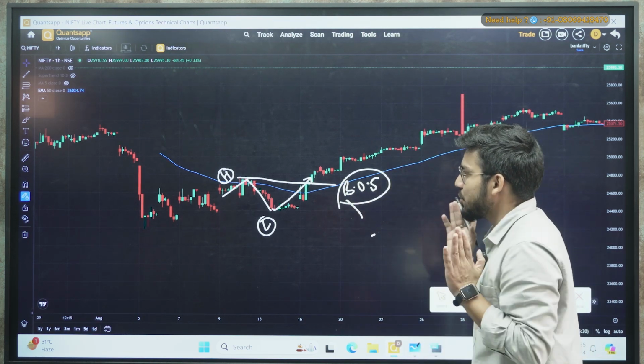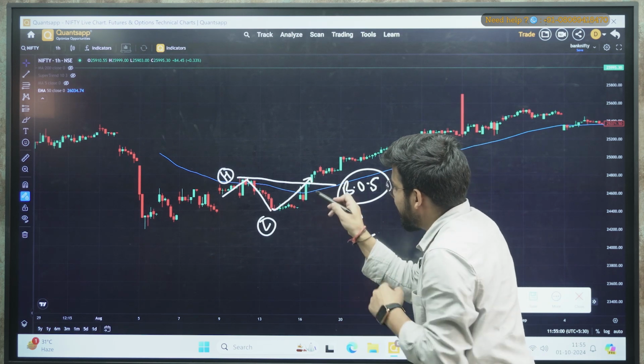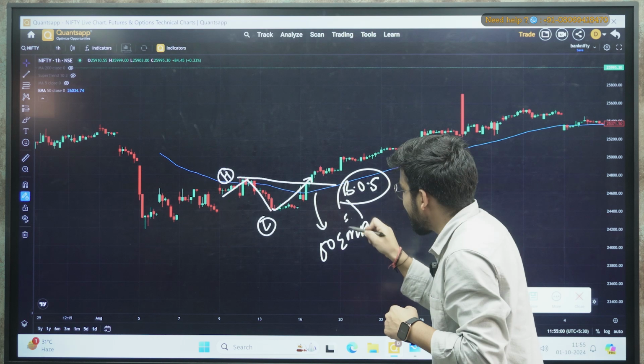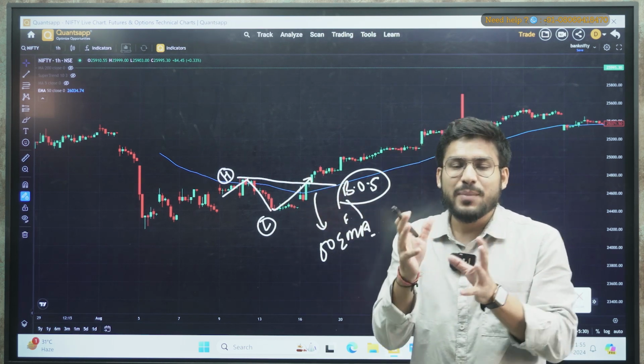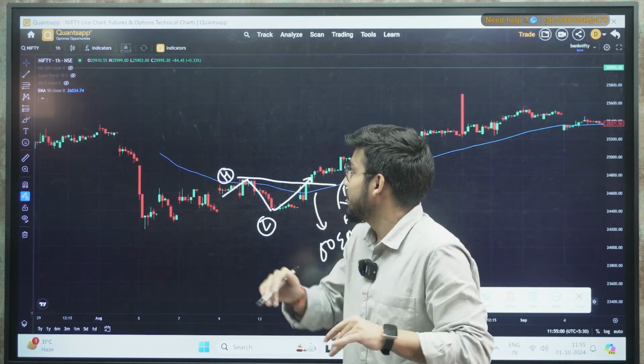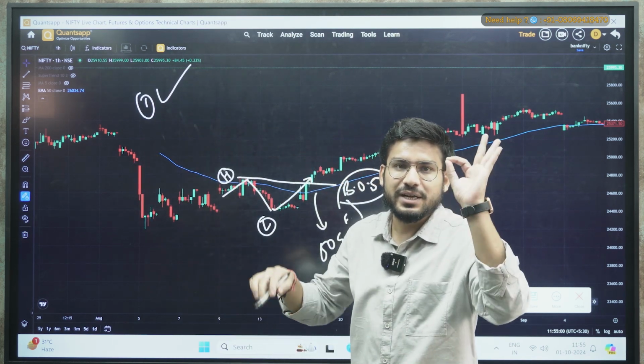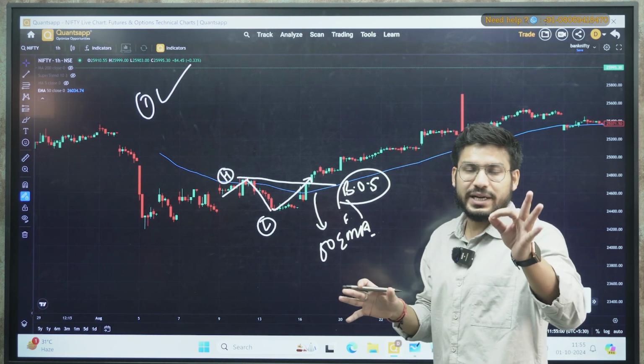The break of structure has happened. The 50 exponential moving average, this blue line, has also been broken out. It means my market is in a bullish direction. So the first step is clear. I have confirmed my trend. It is a bullish trend now, so I'll trade in the bullish direction.